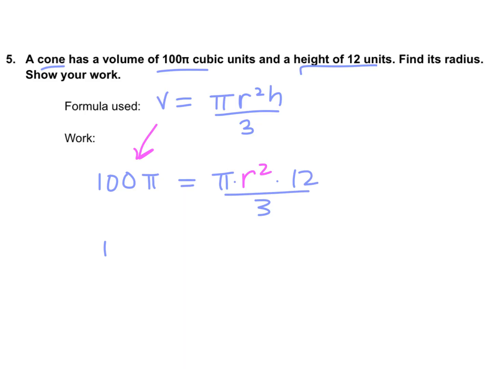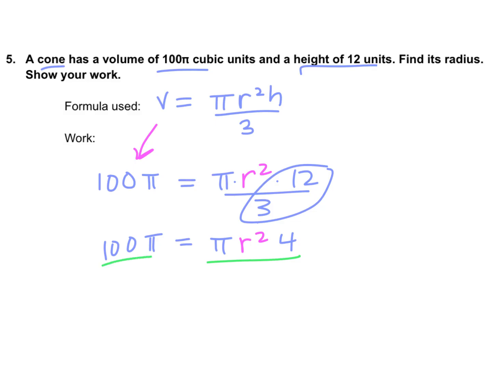Okay, so I'm going to simplify on the right side of the equation. I'm going to just leave the pi symbol, but do 12 divided by 3, which is 4. So on the right side, I have pi, I have the radius squared, and I have 4, because 12 divided by 3 is 4.